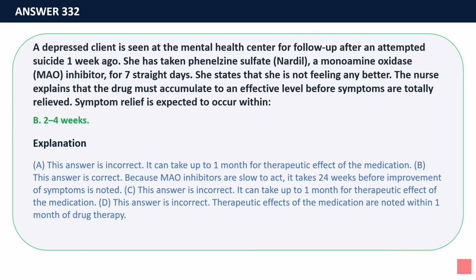C. This answer is incorrect. It can take up to 1 month for therapeutic effect of the medication. D. This answer is incorrect. Therapeutic effects of the medication are noted within 1 month of drug therapy.